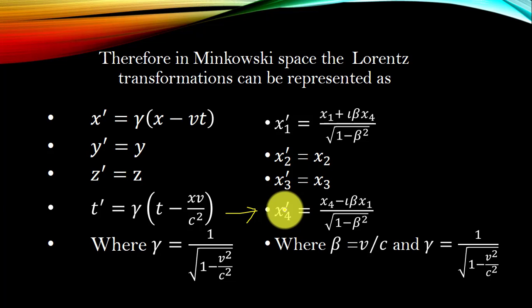particle in the moving frame of reference, and x4 is representing the time coordinate of the particle in the stationary frame of reference. Similarly, x2 prime is representing the y component of the particle in the moving frame of reference, and x3 prime is representing the z component of the particle in the moving frame of reference, and x2 is representing the y component of the particle in the stationary frame of reference, and similarly x3 is representing the z component of the particle in the stationary frame of reference.